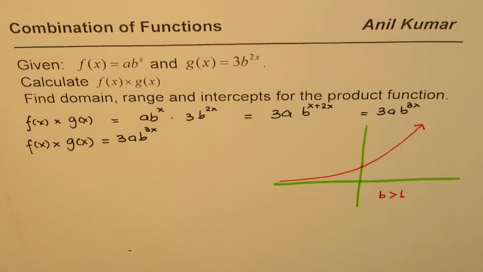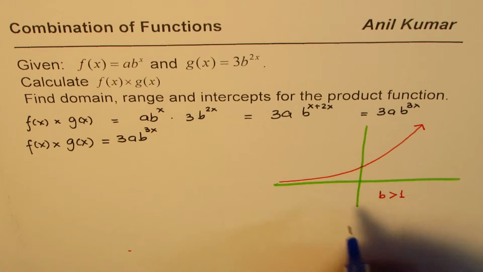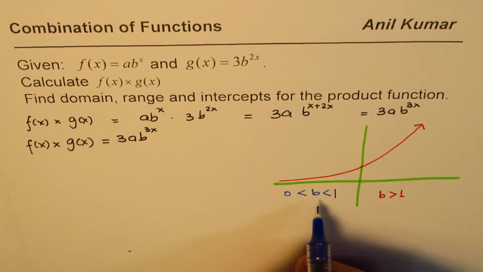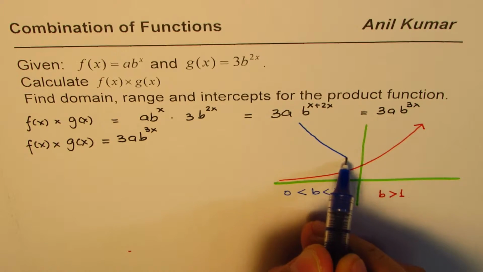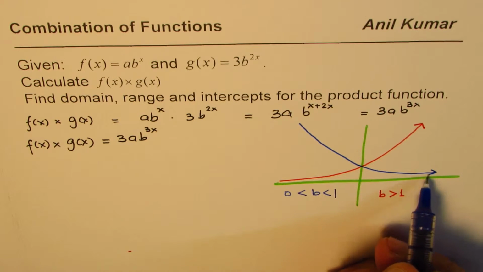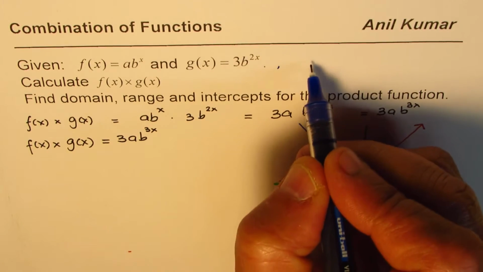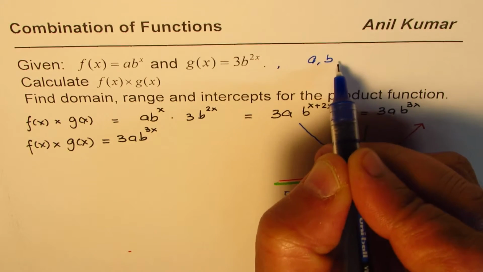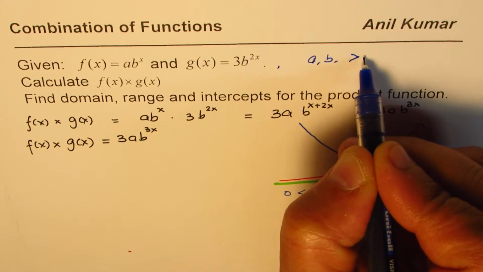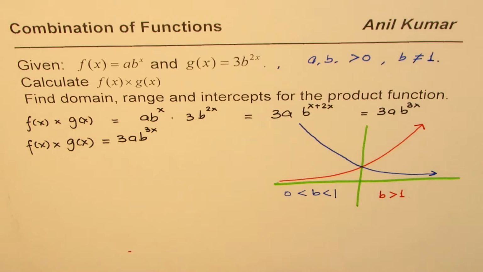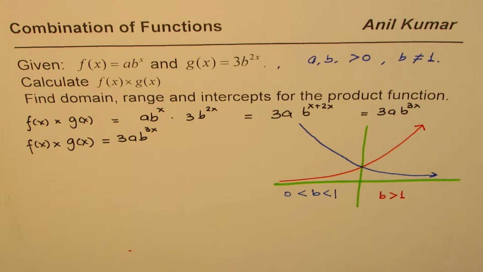Like this. But in case I take the value of b between 0 and 1, b has to be positive, in that case it will be an exponential decay, but in either case the y-intercept will remain the same. Do you see that? I should introduce here parameters, which is that both a and b are positive, that is, they are greater than 0, and b is not equal to 1, since 1 to the power of anything is not an exponential function. So those two should be the conditions.